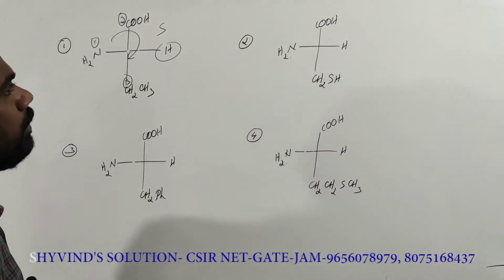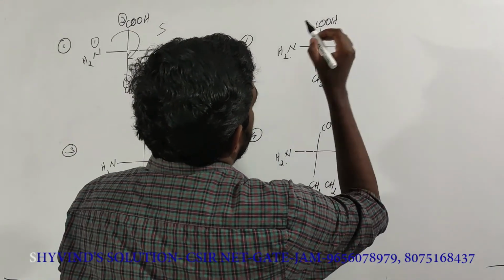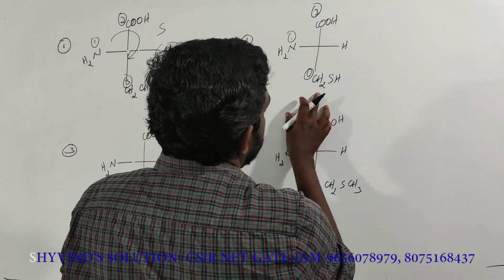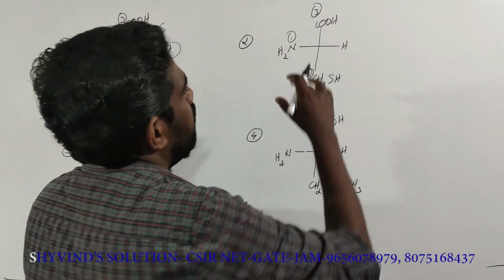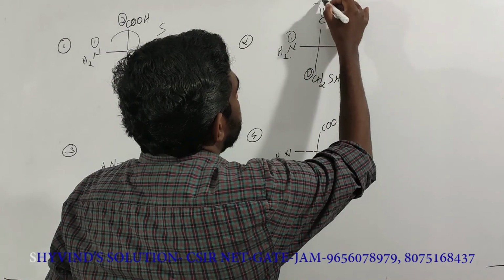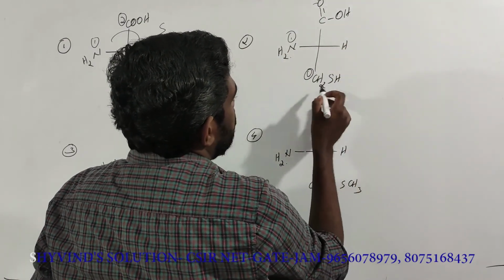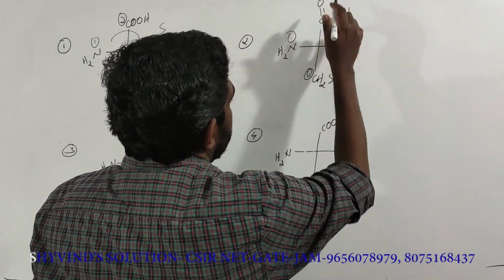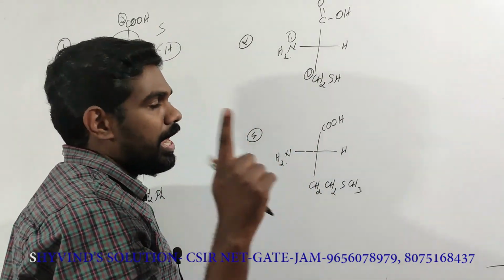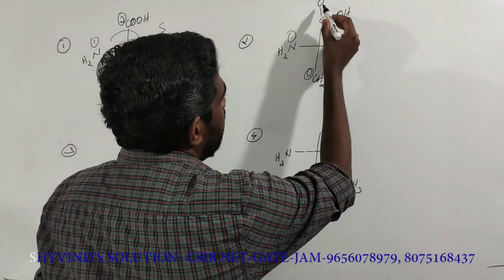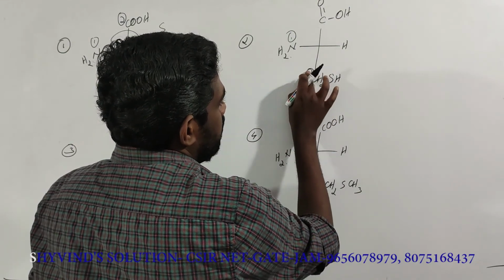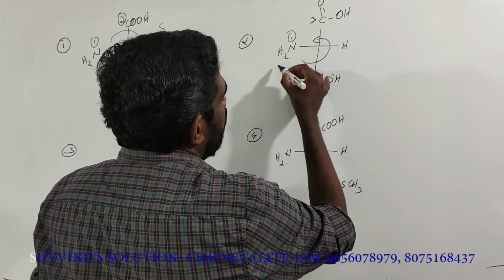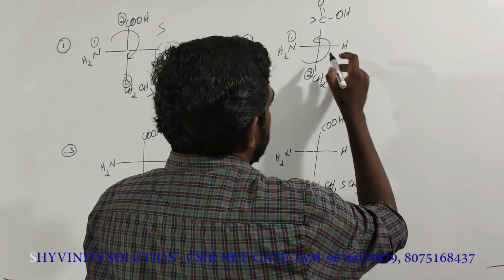For this one, the numbering is 1, 2, 3. Because we have sulfur here, the configuration will be like this: OH and CH2SH. While numbering, we have two oxygens here, but you should give preference to atomic number. Sulfur has a higher atomic number than oxygen, so it should be sulfur first. So 1, 2 and 3. This is the anti-clockwise direction, but hydrogen is in the horizontal position, so it will be R.